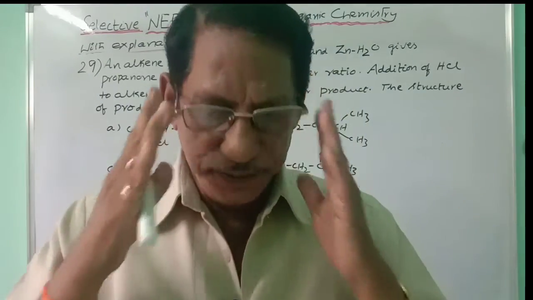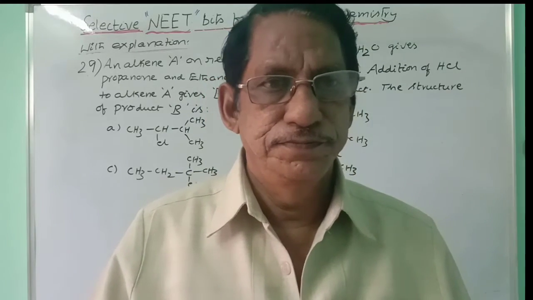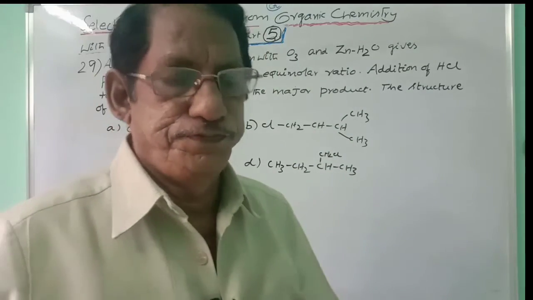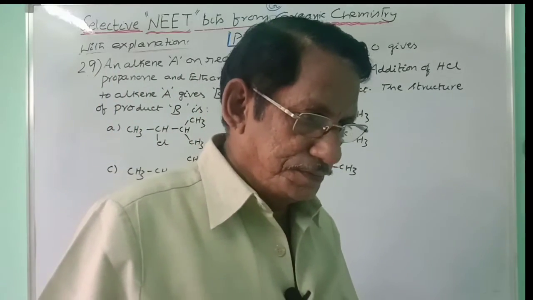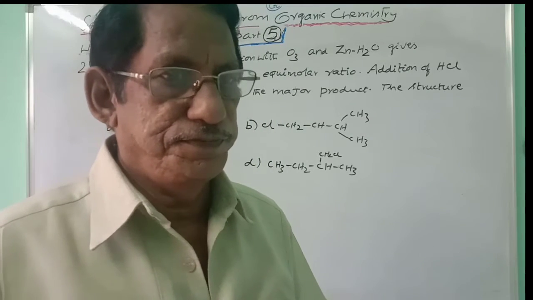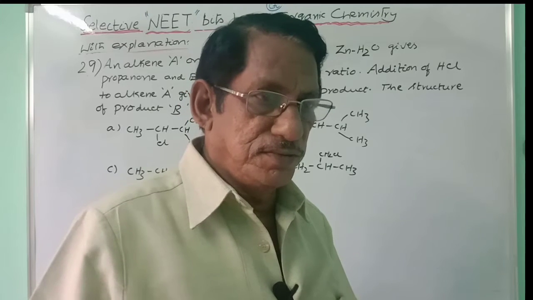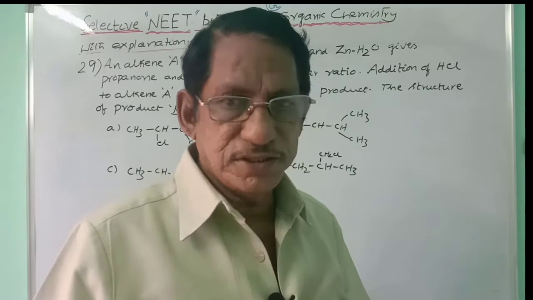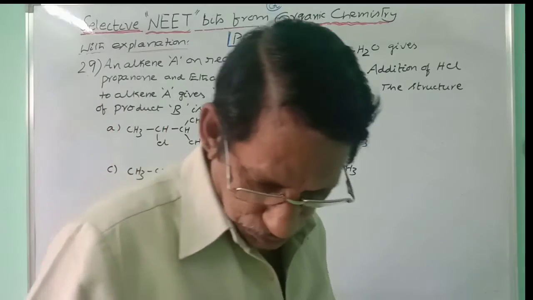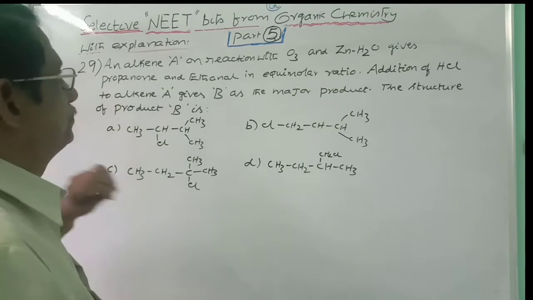In today's class, we will discuss some more neat bits in part 5. Already in the previous parts, we discussed 21 bits, and today, from the 22nd bit onwards, we will discuss the previously given neat bits. Let us go now. 29th bit.